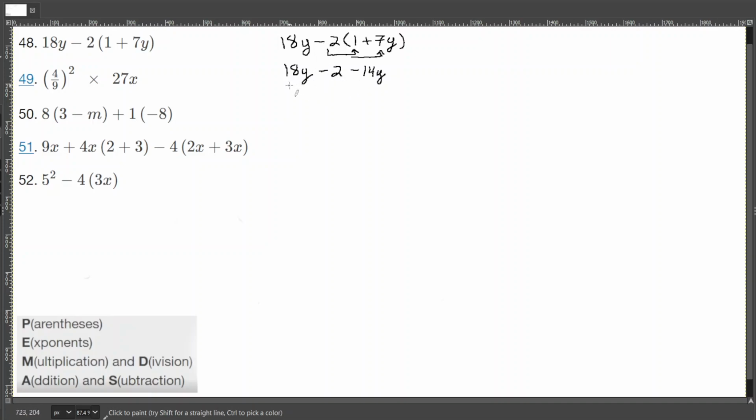So anyway, well, this one's pretty simple, right? I see an 18y, I see the minus 14y. They're like terms, right? So 18 minus 14 will be 4y. And then we didn't do anything with the minus 2, so minus 2. And that'll be our answer for number 48.